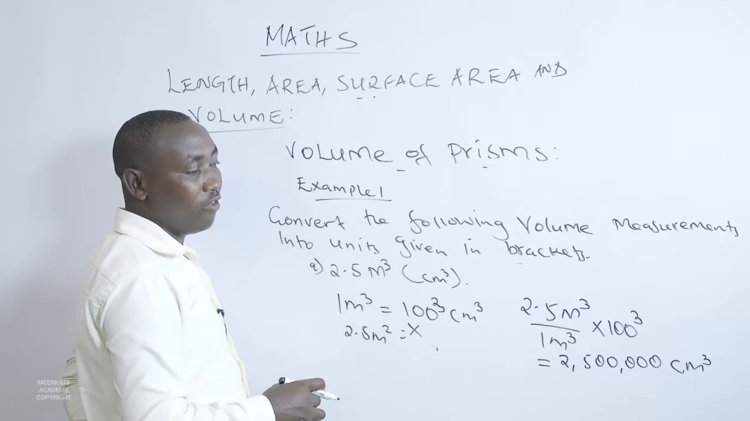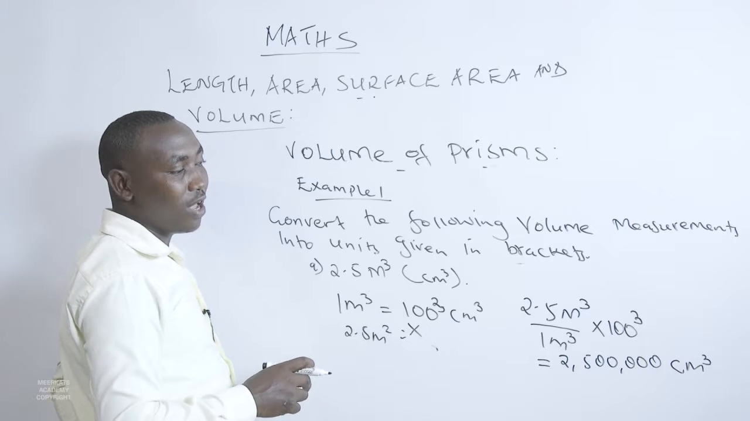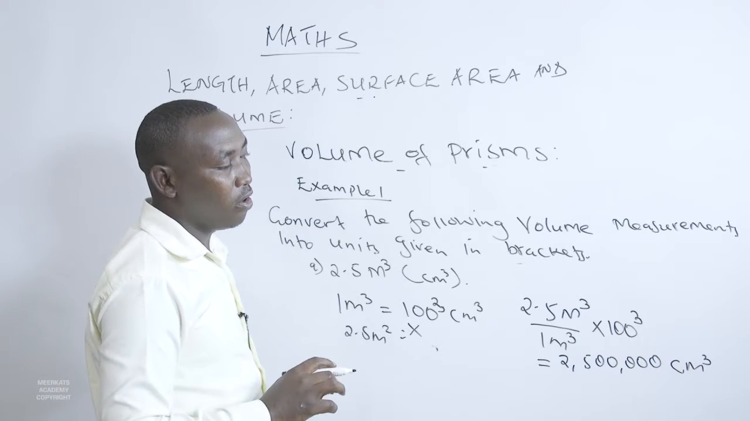That is because 1 meter cube is equivalent to 1 million cubic centimeters. So if you have 2.5, then you simply multiply that 2.5 by a cube of 100.